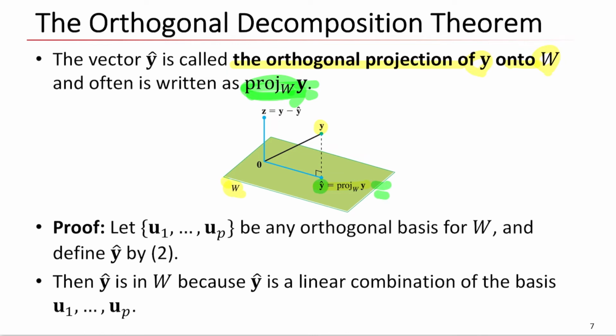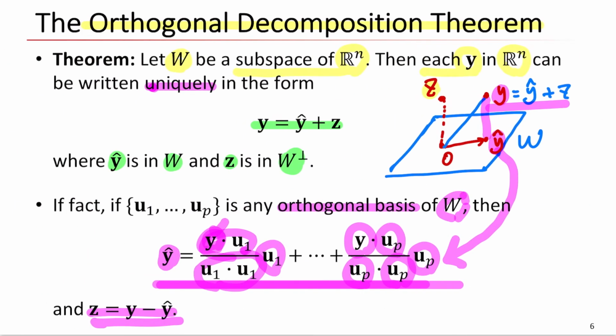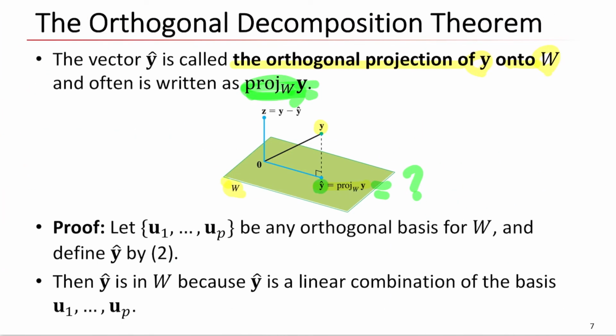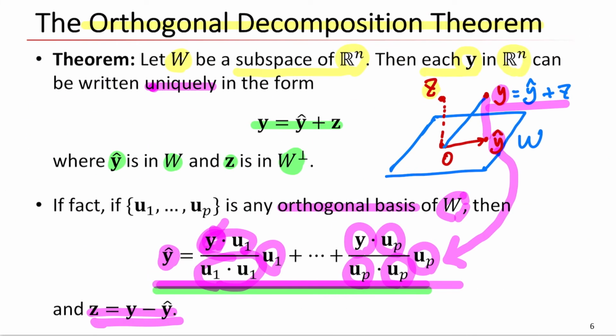And this one can be represented by this one, right? So let's derive, or let's prove this one. So first of all, let the set u1 through up be any orthogonal basis for W, and define y hat by equation 2.